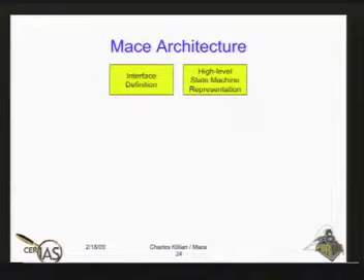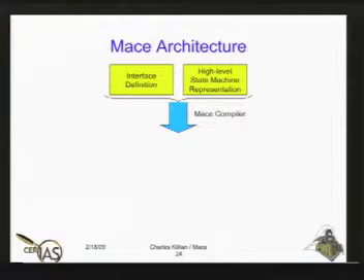Now the way we do this in Mace is by providing a high-level state machine representation along with an interface definition. So the interface definition is much like any interface, like a Java interface. You specify the set of methods that this service provides. We call them downcalls. And then the high-level state machine representation, which says when I receive a particular event, here is what I'm going to do.